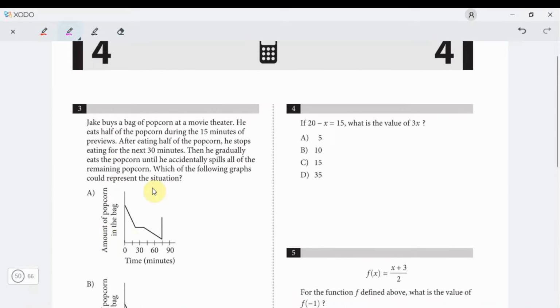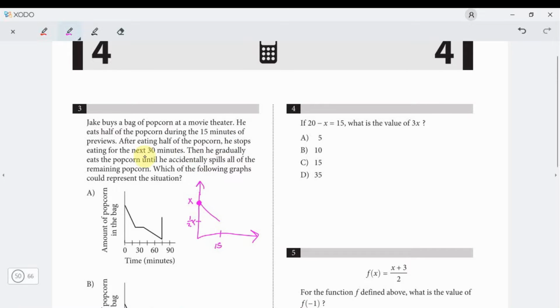Question 3 says, Jake buys a bag of popcorn at a movie theater. He eats half of the popcorn during the 15 minutes of the previews. So at the beginning of the movie, at the start, if the popcorn starts right here at x, then it's going to reach half x in 15 minutes, right? So Jake is eating away, and in 15 minutes he eats half the popcorn.